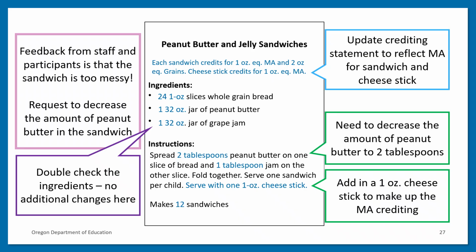However, it is always a good practice to set your cooking staff up for success by providing information that will help them serve a fully reimbursable meal. Showing that the peanut butter and jelly sandwich must be served with a cheese stick will help the staff realize that the 1 ounce equivalent meat alternate provided by the sandwich is not enough for some of the age groups served.